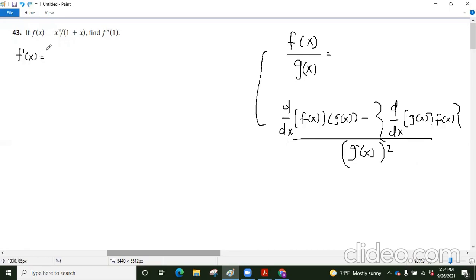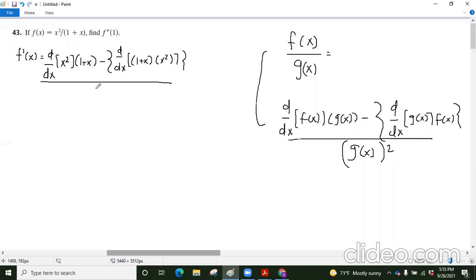So we're going to say that f prime of x is equal to the derivative of the first guy, f of x, which in this case is x squared, multiplied by 1 plus x, minus the derivative of 1 plus x multiplied by x squared, all over g of x squared, which in this case g of x is 1 plus x. So we're going to say 1 plus x squared.